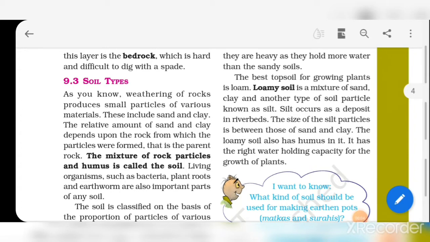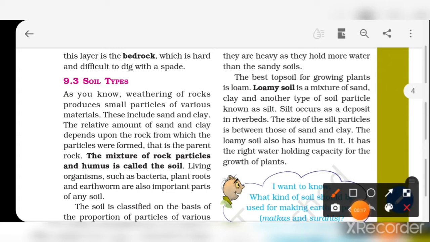We are going to continue our chapter number 9, soil. In the previous lecture we studied about the soil profile. Now today we are going to discuss about the soil types. How many types of the soil, which is the type we have to see here.